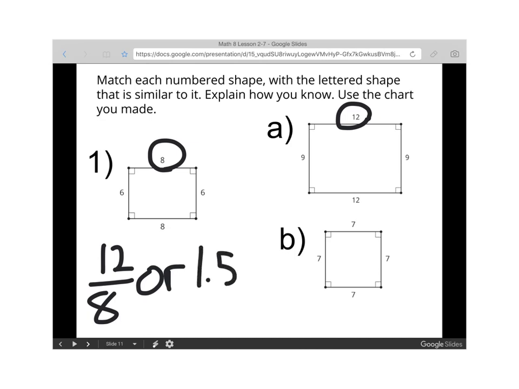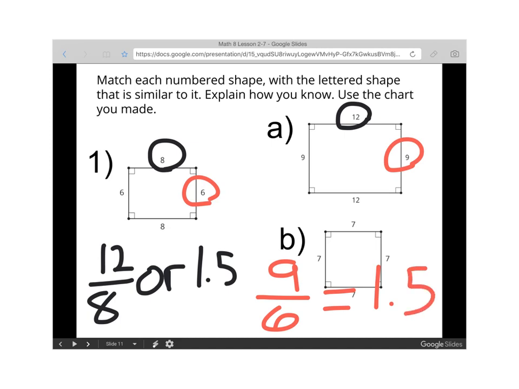Let's see how the other side lengths check out. 9 over 6. We can write that as a fraction, 9 over 6. And if we check that out, 9 divided by 6, we will also get 1.5, which matches up. So our side lengths are proportional, our angles are the same. That means A is the similar shape.